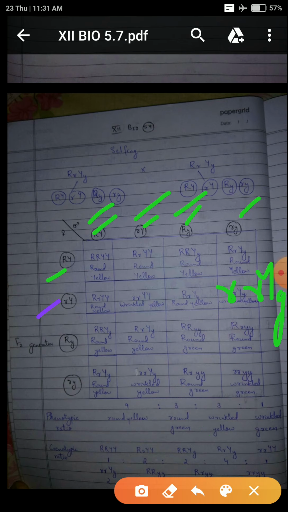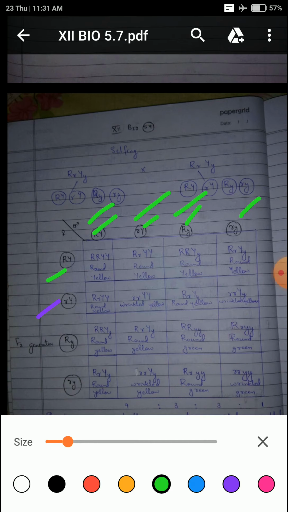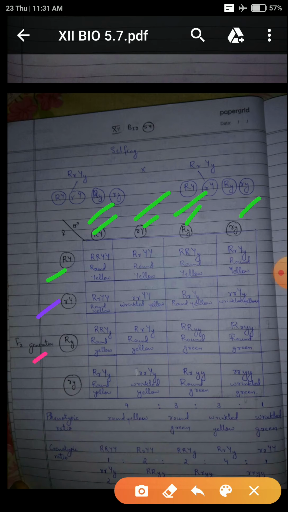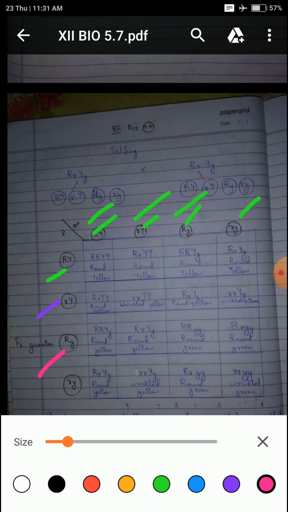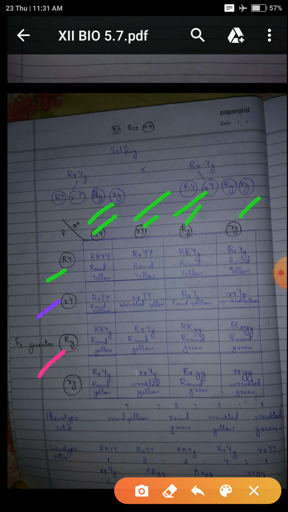Okay. Next gamete we will consider: capital R, small y, with capital R, capital Y. So what will it be? Capital R, capital Y, small y, right? It will be round yellow. Fine. Next, capital R, capital Y, small y, round yellow, no doubt, right?